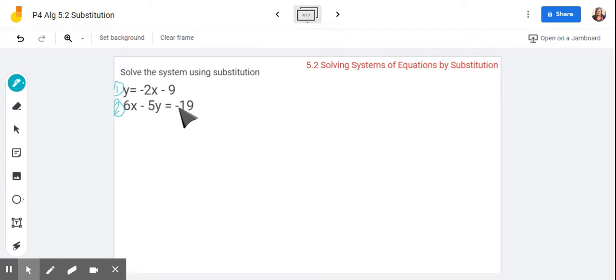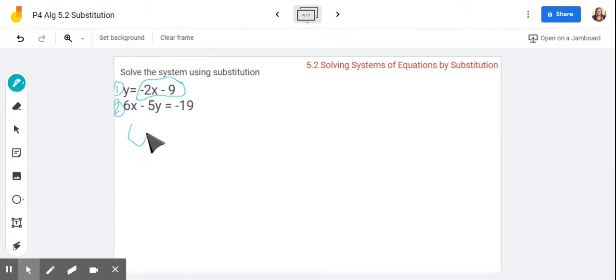So I'm going to do the same thing by making a blob. In order to have a blob, it needs to be a single variable equals and then the other variable. So it can be x equals or y equals for your blob. So I'm going to circle this, and that's my blob. Now I'm going to insert my blob into my second equation where I see y.